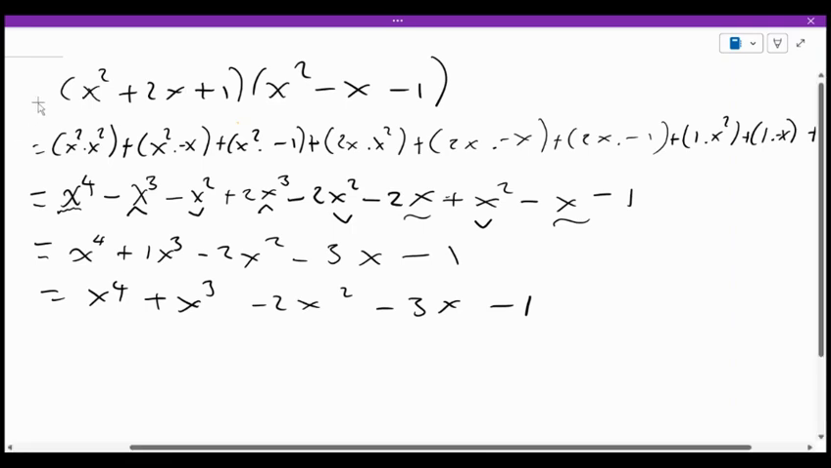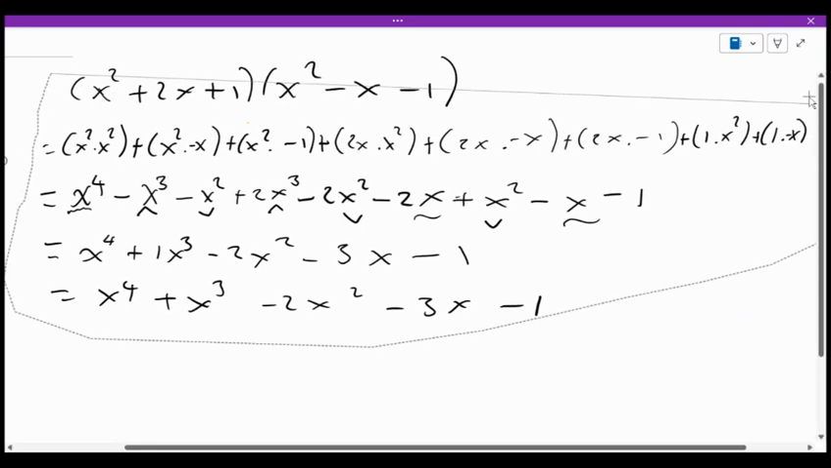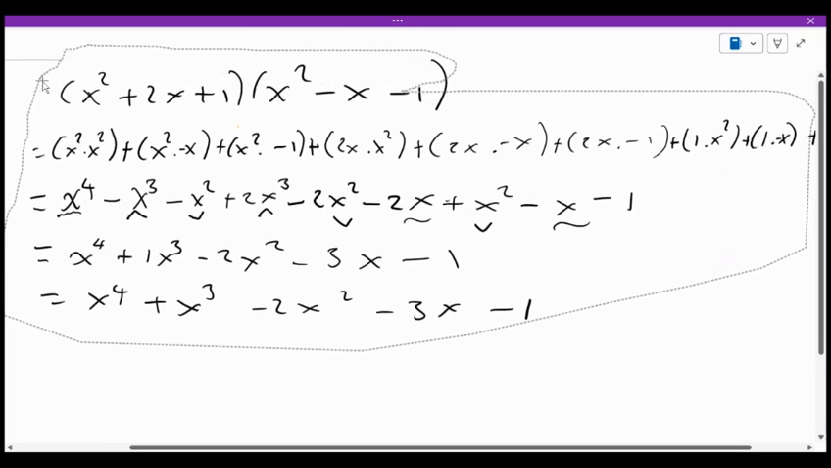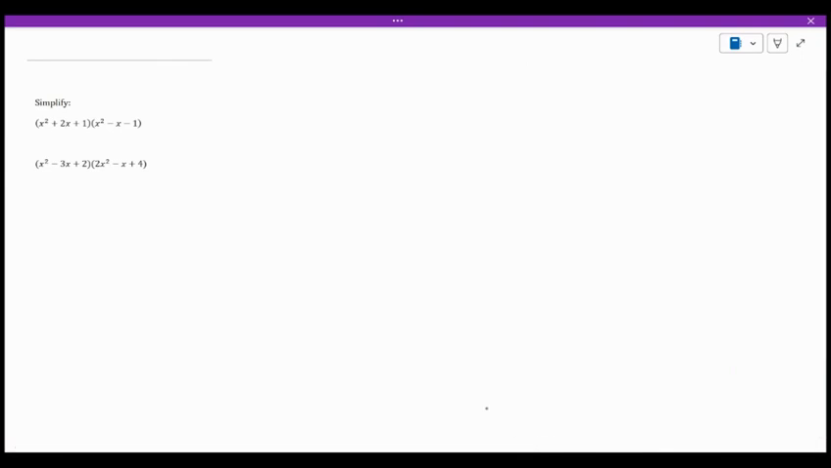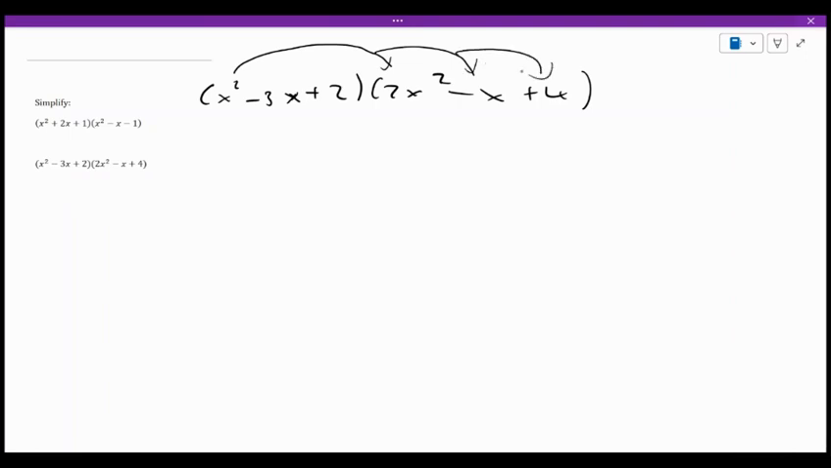Now let's look at a different question. Now we have x squared minus 3x plus 2, 2x squared minus x plus 4. Same rules apply. This term will multiply with that one, multiply with that one, multiply with that one. Same goes for this one. It will multiply here, it will multiply there, also there as well.